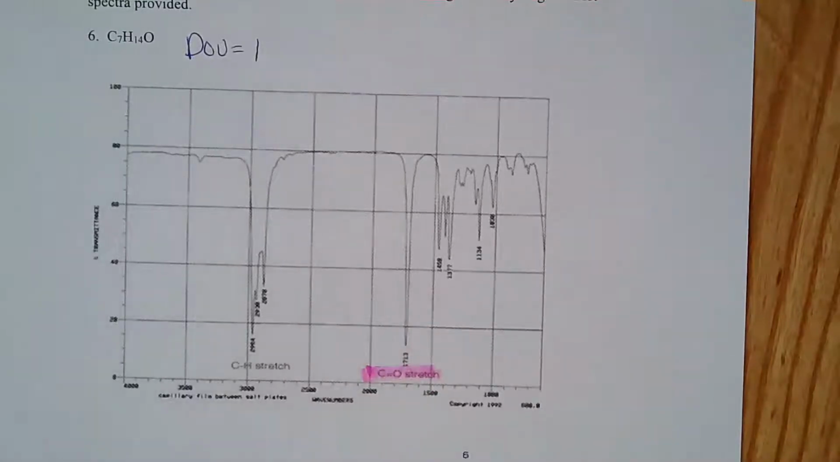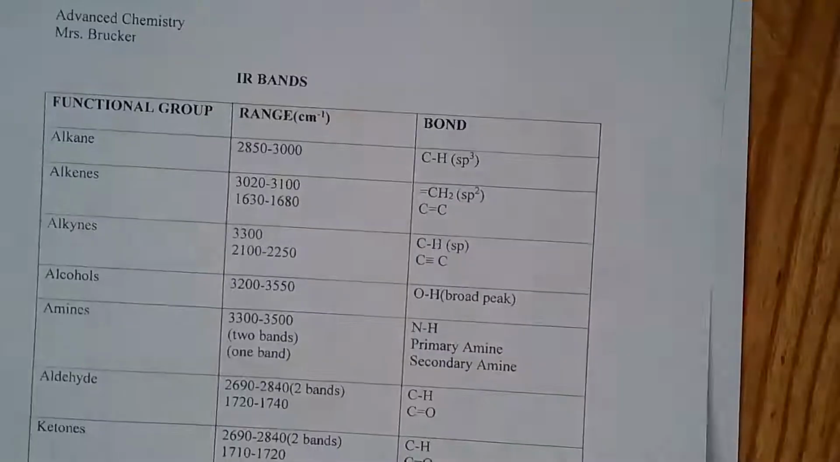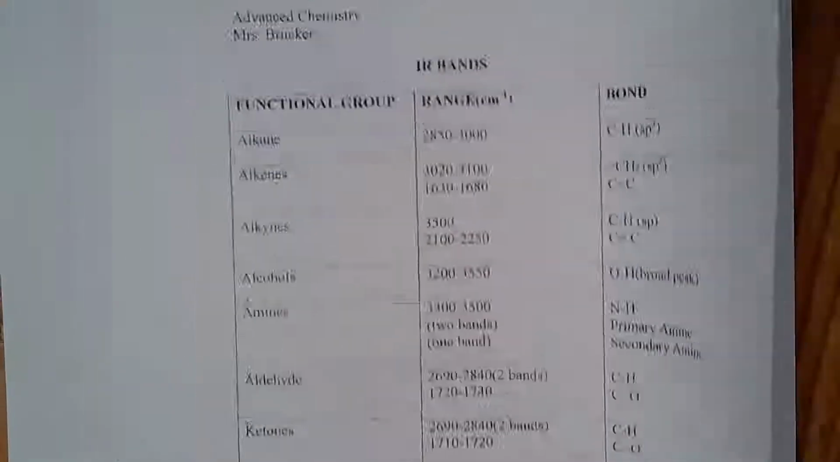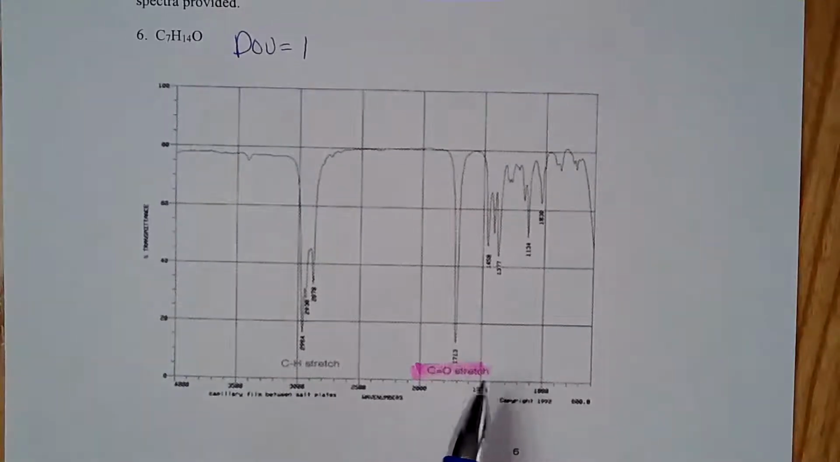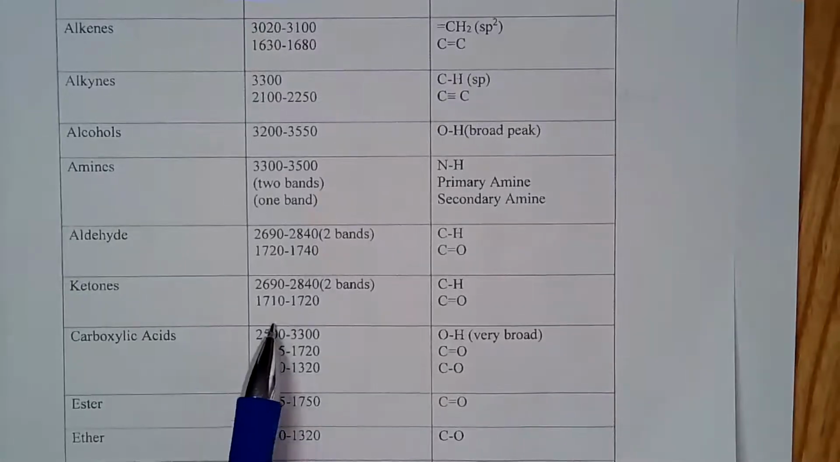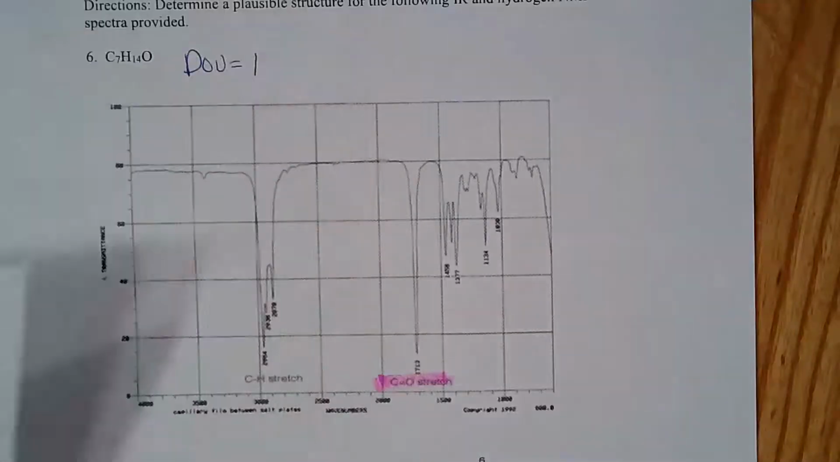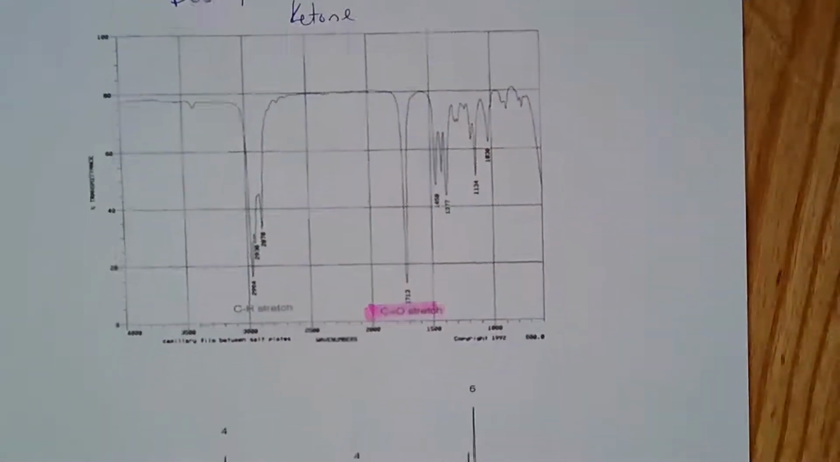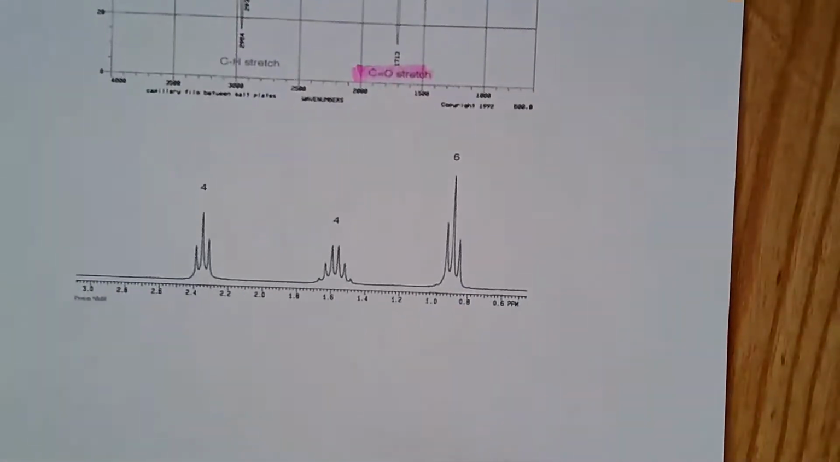So I know I'm dealing with a ketone or an aldehyde, so I need to flip it over and go, okay, ketone versus aldehyde. This one happens to be 1713, I believe. So that's going to be more on the ketone side. So I'm thinking that this is a ketone, okay? So this is where it gets interesting, okay?